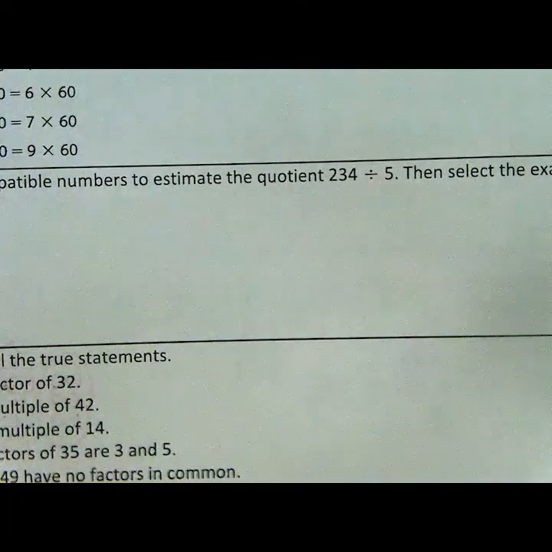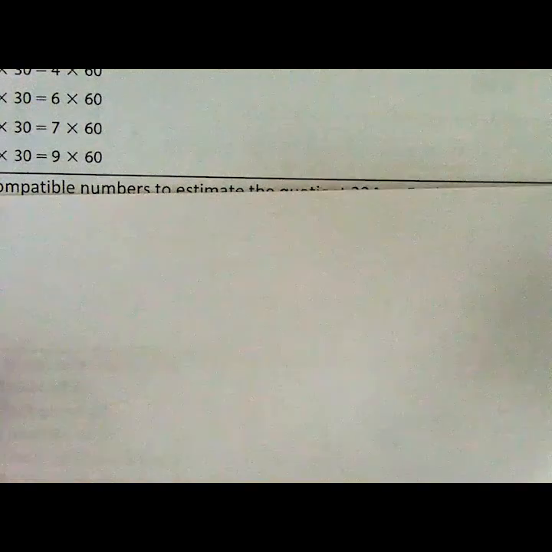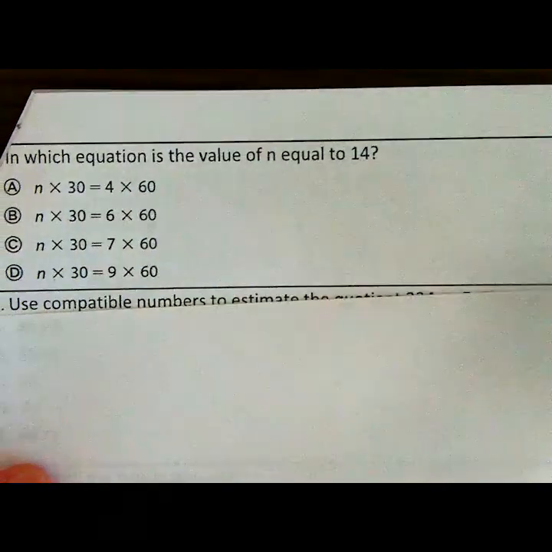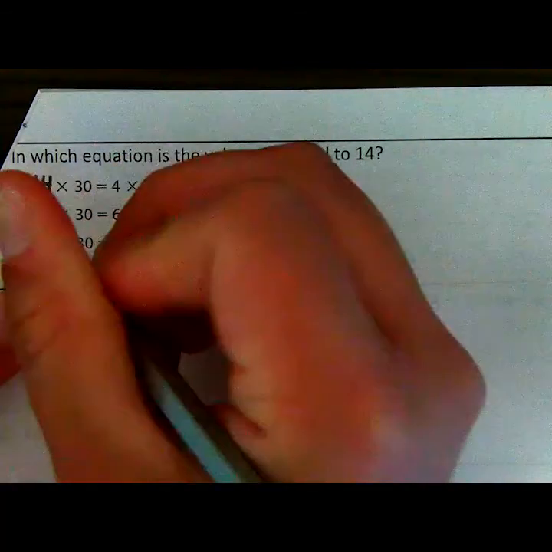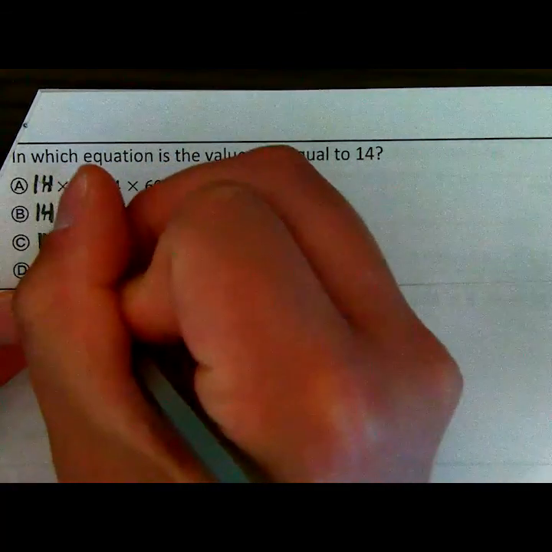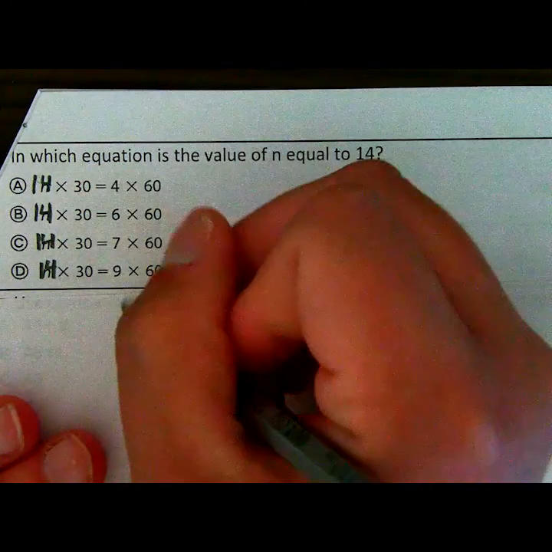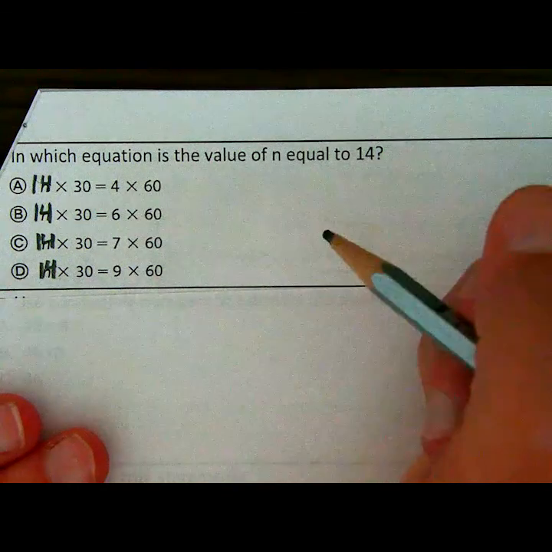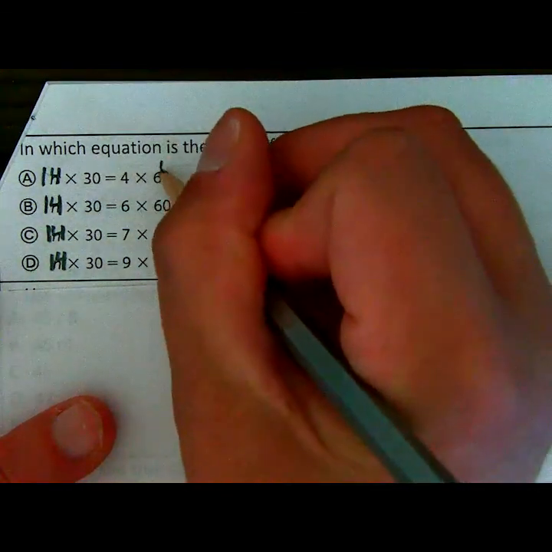All right, let's take a look at this problem. They want to know in which of these equations is the value of n equal to 14? So where could you plug in 14 here and make this statement true? Well, first we need to solve the other side of the equation. Now this looks difficult and it looks like a lot of work, but really just use your basic facts. Imagine that these zeros right here are all gone.